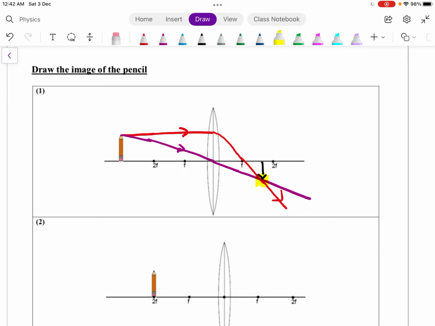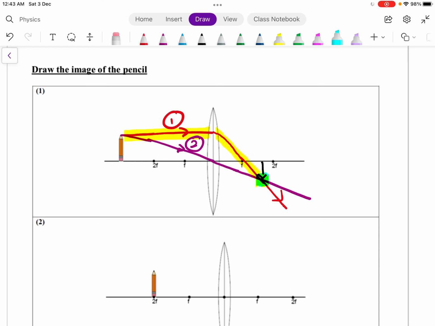So for example, if I draw a first light ray like this, the first light ray is parallel to the principal axis, it will pass through the first focal point. Then the second light ray will pass through the optical center and intersect at this particular point. So this is where the image is formed.